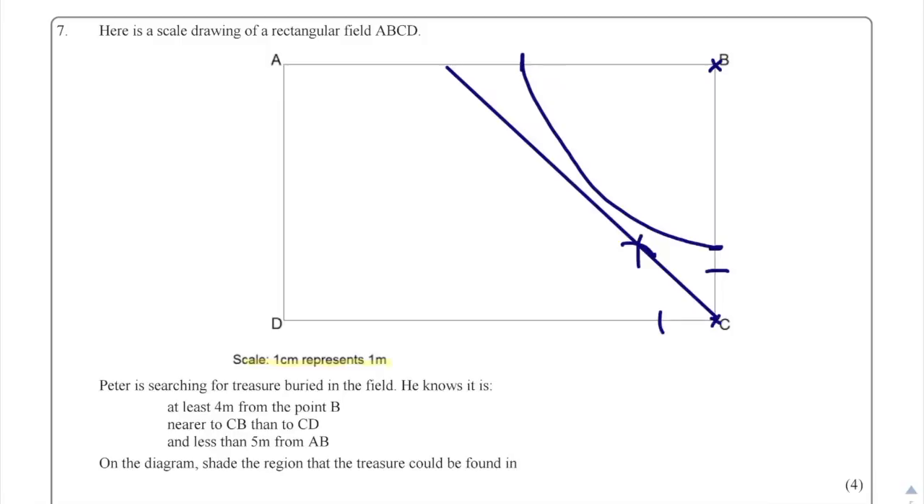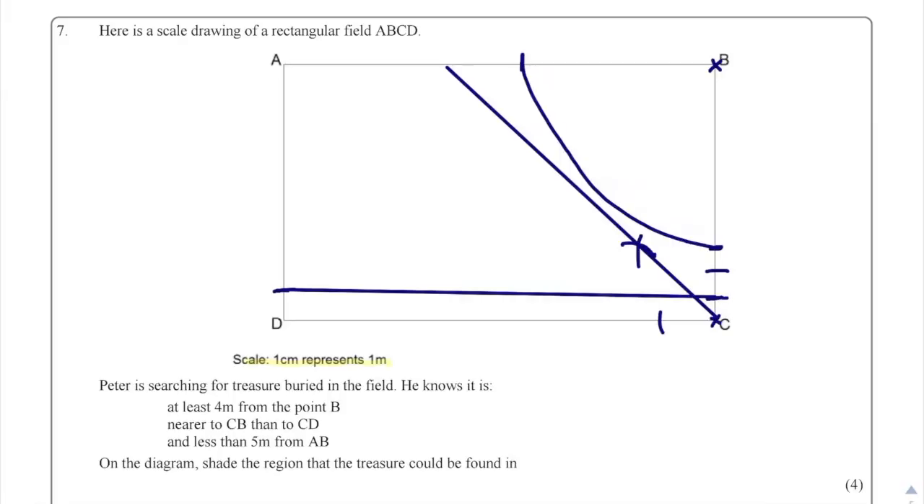And then the last part says that the treasure is less than 5 meters from AB. So here you can get your ruler and measure 5 centimeters on the line AD, that's just here. And then if I do the same for the line BC, that's going to be just down there, and then you want to connect those two arcs together. So we get something like that. Okay, that line isn't particularly straight, but that looks okay.